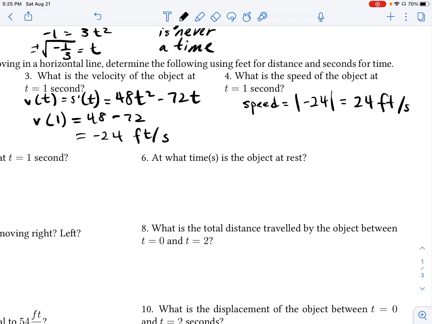Again, we're not looking at whether or not we're moving to the right or to the left. We don't care about direction when we're discussing speed. It's just simply the rate of change.